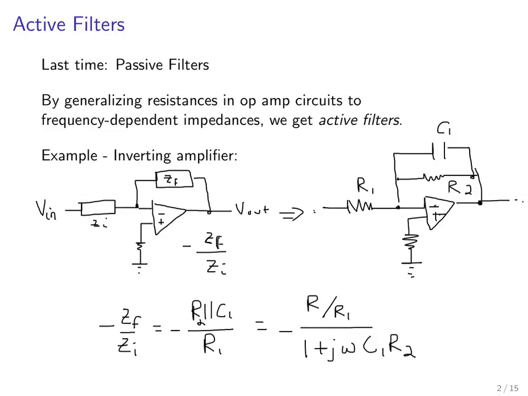Okay, but by just looking at this we can see that this is going to be a low-pass filter, right? Because when omega is equal to 0, this term just completely vanishes, and you're just left with R2 over R1. Your input signal is scaled by this factor R2 over R1. Whereas if omega is very big, then the whole thing starts to go to 0. So this is a low-pass active filter.